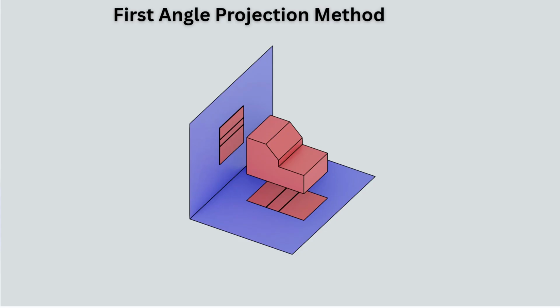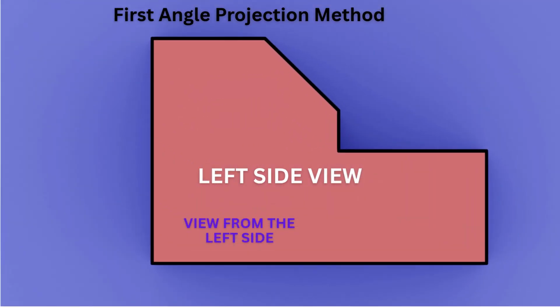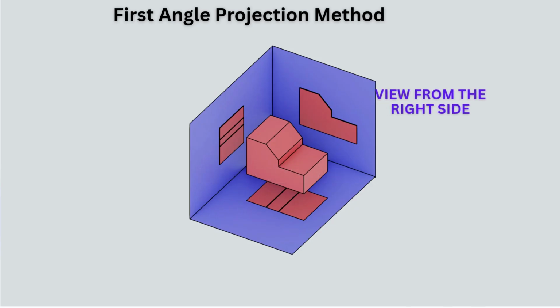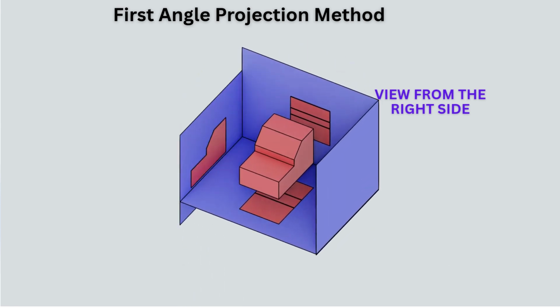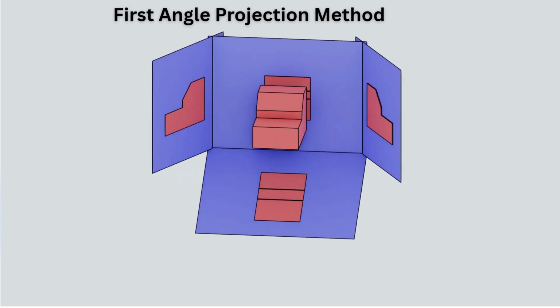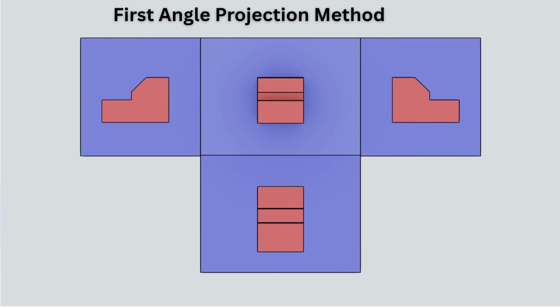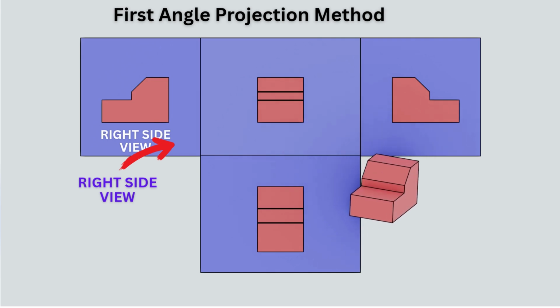The view obtained by looking at an object from the left side is called the left side view. The view obtained by looking from the right side is called the right side view. To obtain the left side view, a plane is placed parallel to the right side of the object. When the observer looks from the left side, the view is projected onto this plane. Similarly, for the right side view, a plane is placed parallel to the left side of the object, and the view is projected onto the opposite plane. To show all these planes on a single drawing sheet, the horizontal plane is rotated downward, and the side planes are opened outward. At the end of this process, all views are arranged on a single flat surface in a related and organized way.